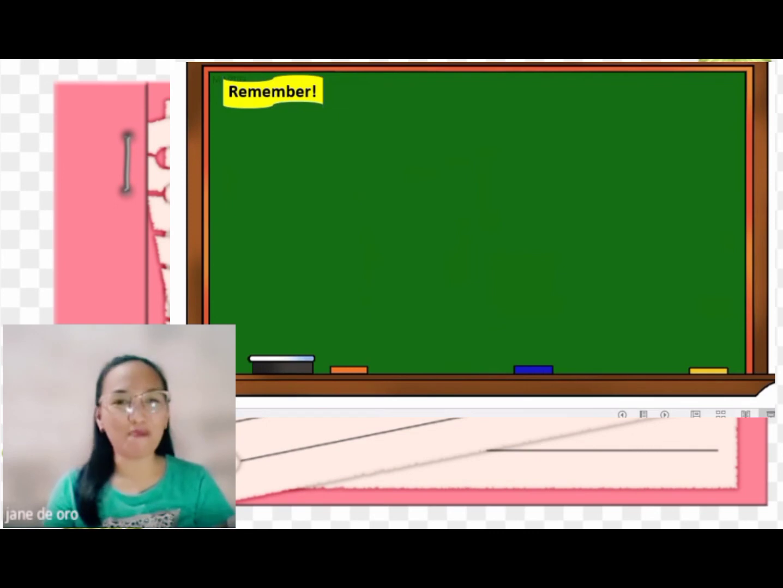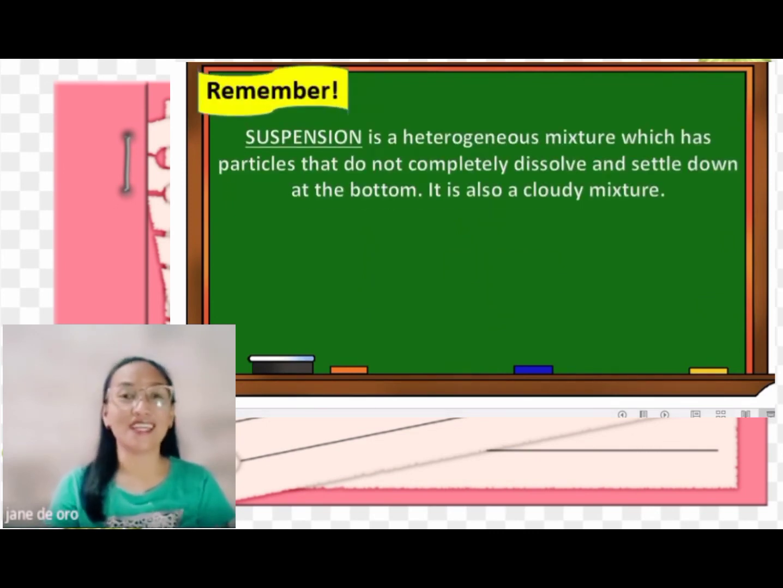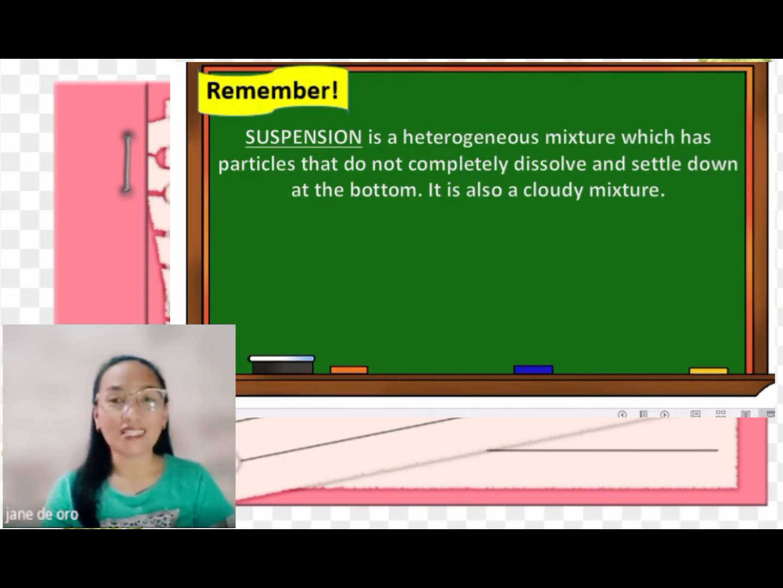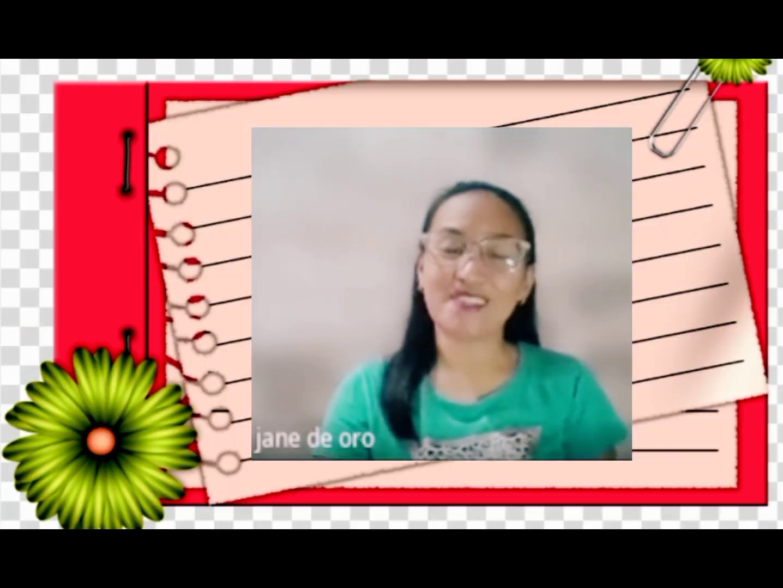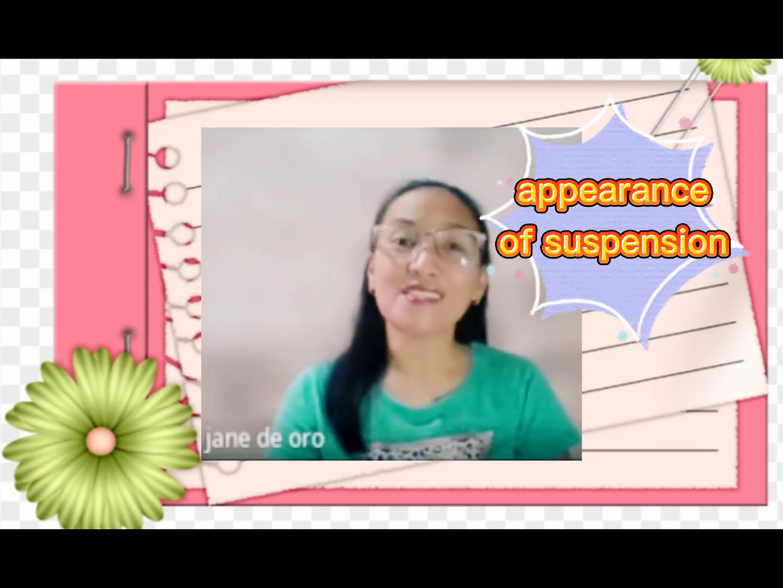Now, you have to remember suspension is a heterogeneous mixture which has particles that do not completely dissolve and settle down at the bottom. It is also a cloudy mixture. The solutes in a suspension are not uniformly distributed. Some particles are still visible in the mixture. Some suspensions may be turbid or unclear, but if you let it settle for some time, it will become clear. And that's it. That is the appearance of suspension.